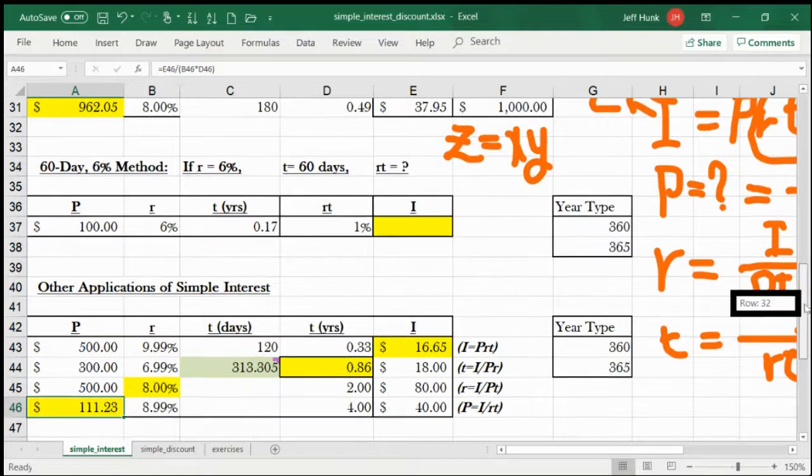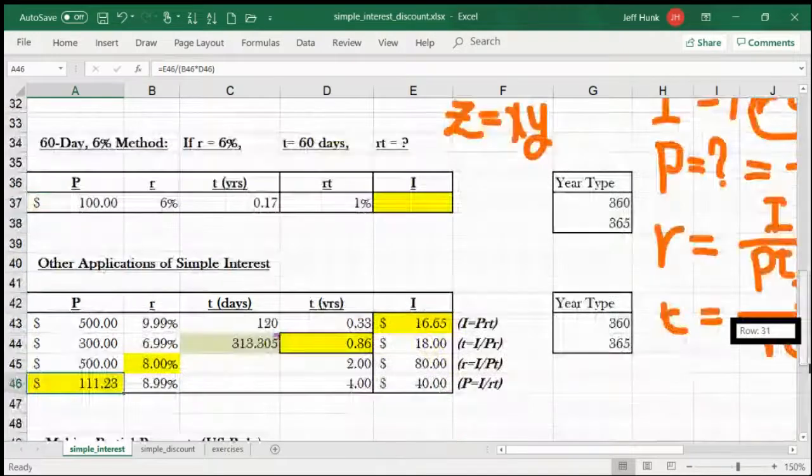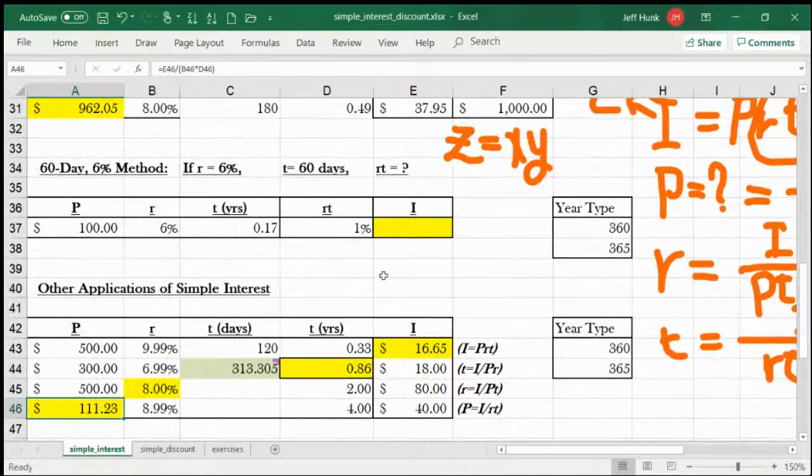Now, we have just two things left in this topic, and the next topic will be quite interesting. Before we do the next topic, we're going to be looking at the 60 to 6% method. So that's it for this segment of the video.